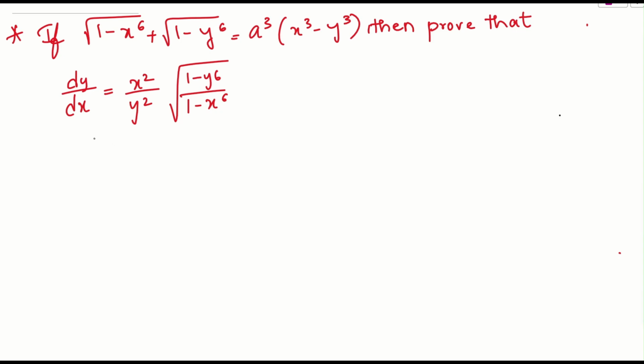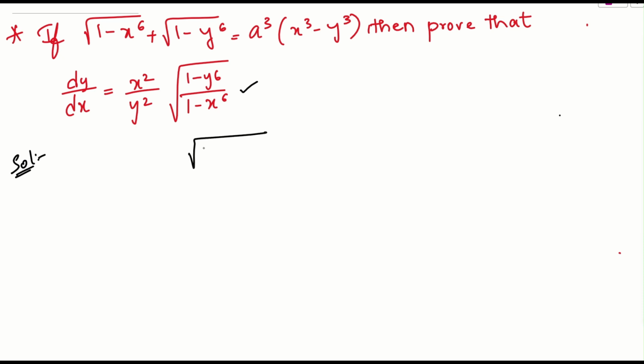See what was the question given here. If root of (1 plus x) into (1 minus x) to the power of 6 plus root of (1 minus y) to the power of 6 equals a cube into (x cube minus y cube), then we need to prove this, right? For proving this, what I will suggest is to simply go with the substitution method instead of doing this directly.